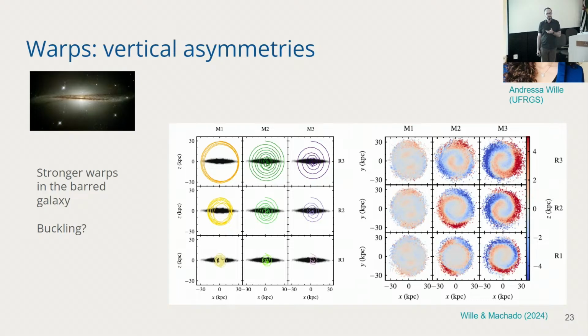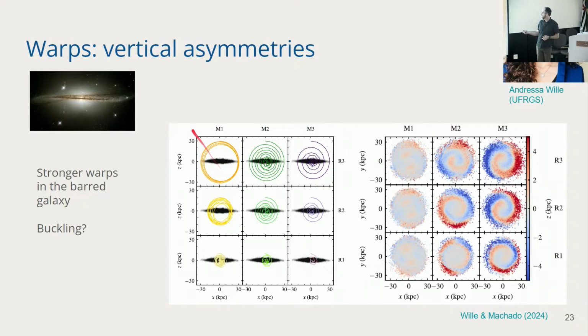So this is the S-type warp. This is the case where one side of the stellar disk is bent upwards and the other side of the stellar disk is bent downwards. The usual mechanism proposed to explain this is perturbation due to a satellite galaxy. So we simulated several combinations of parameters varying the masses of the perturber and the orbital radius of the perturber, comparing a barred galaxy and a non-barred galaxy.